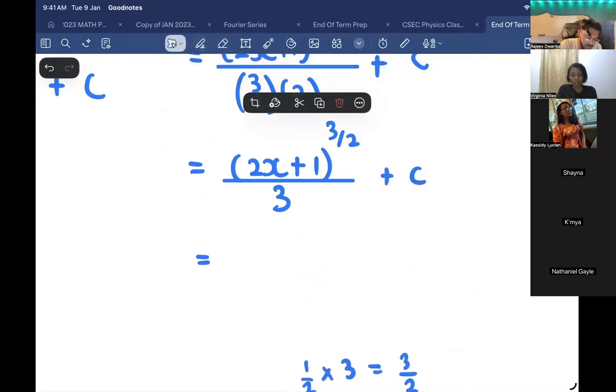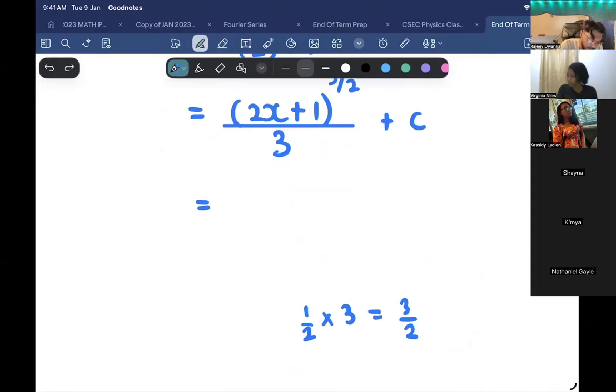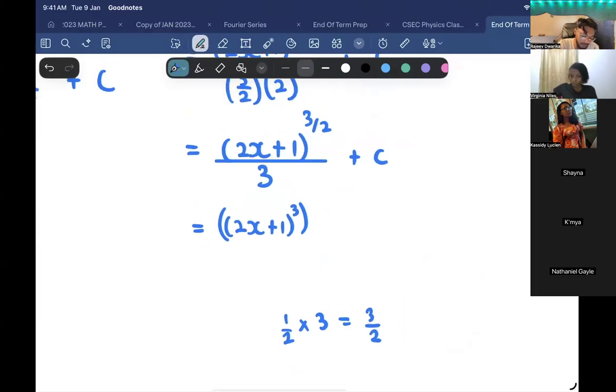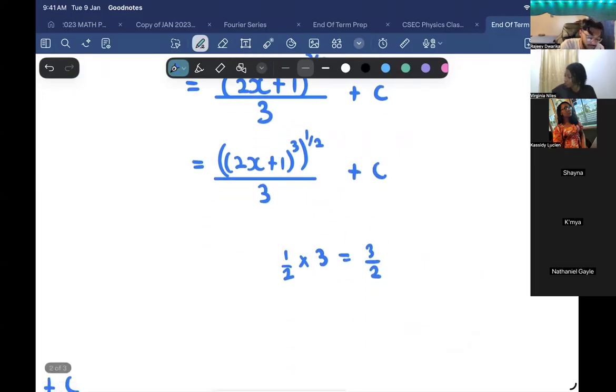Well, I'll show you. So Cassidy, I could actually say 2x plus 1 to the power of 3, and I could raise that entire thing to what power to get back 3 over 2? What power would I raise that to? A half, yeah. That's, of course, over 3 plus c. Now you'll see where I'm going with this, I promise.